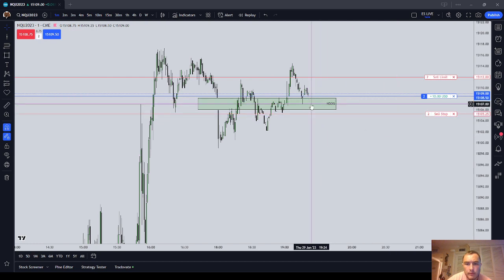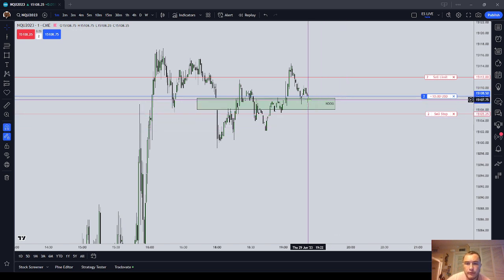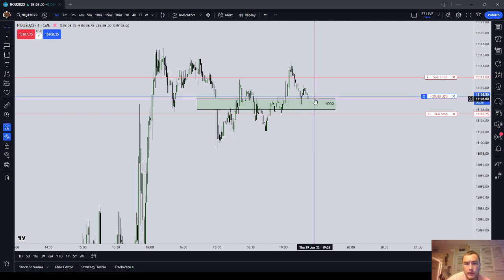Did find support there on the 50% of that new day opening gap. Wick inefficiency here as well. Could find support on that. Want to see it go back up to order block. Back into new day opening gap. So that is a reclaimed new day opening gap multiple times, really.